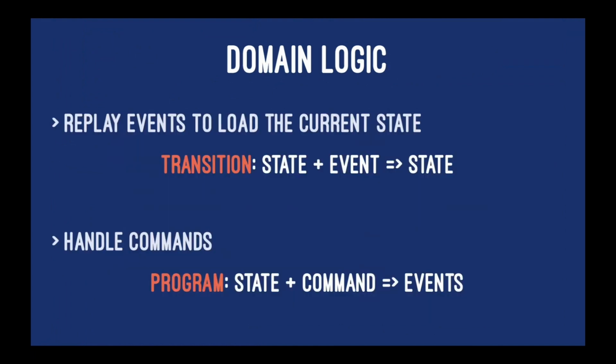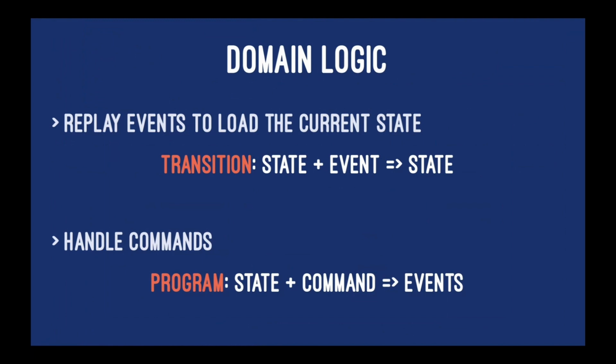So our domain logic has two kinds of flavors. First, there is what we call transitions, that is taking a state and applying an event to get a new state. That's something we run, for example, when we load an entity: we take the latest snapshot of a state we have from the database, and then we replay events to get to the current state. We also run transitions when we create new events to get the new state instantly.